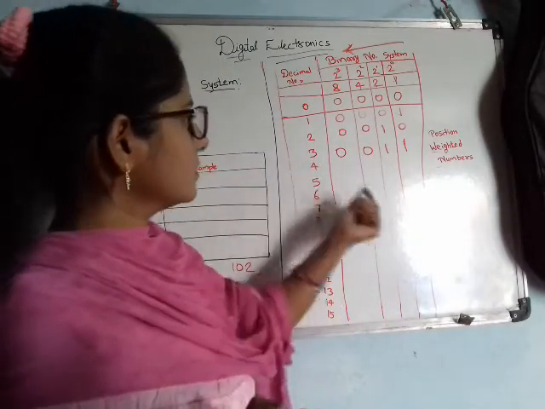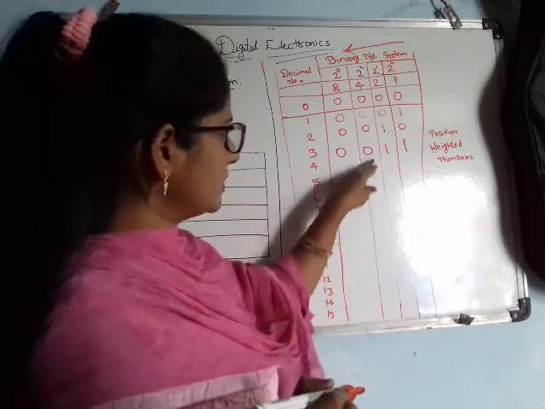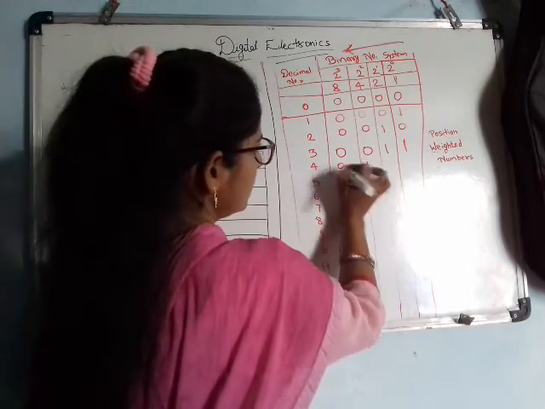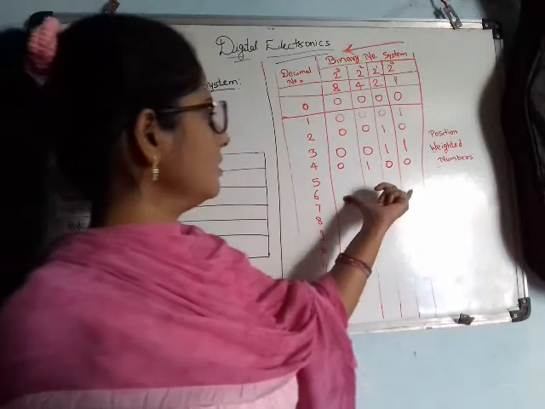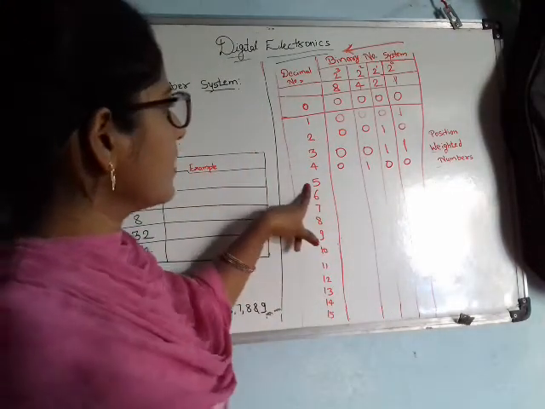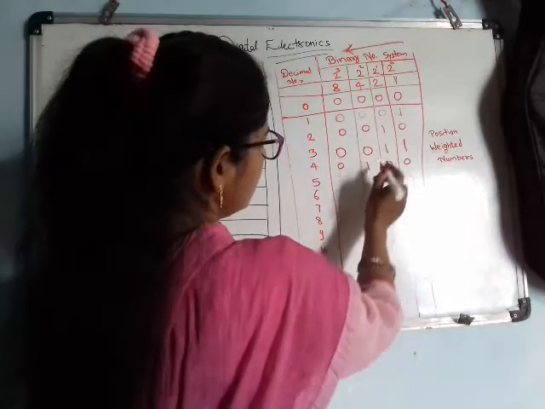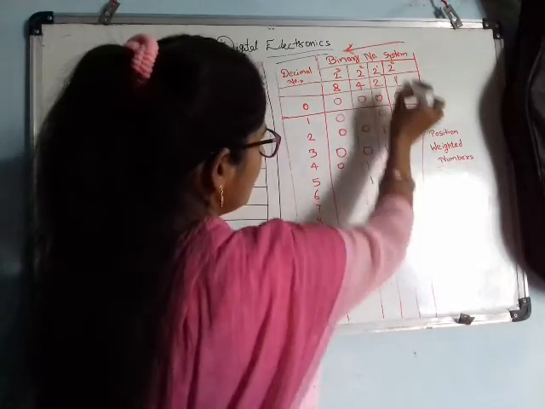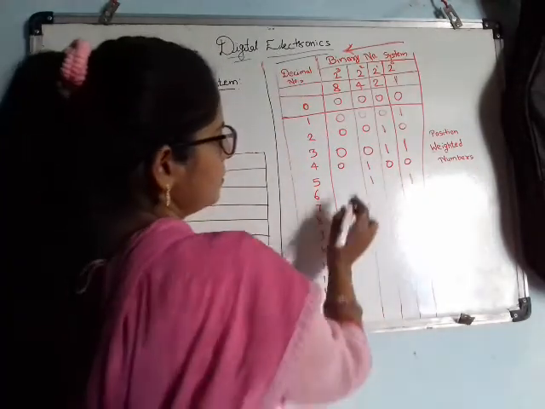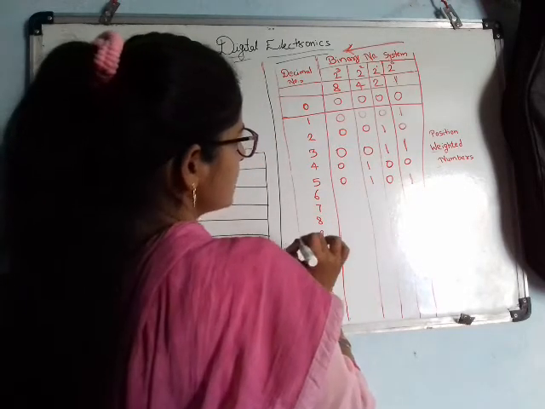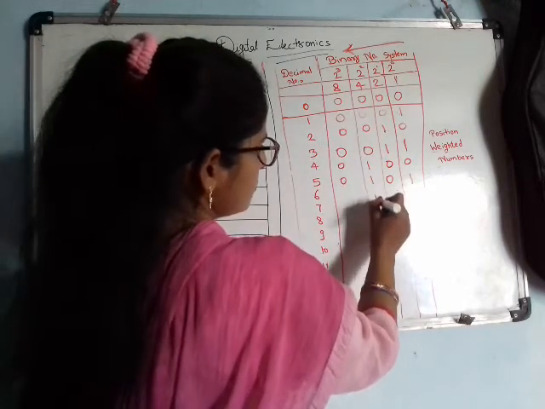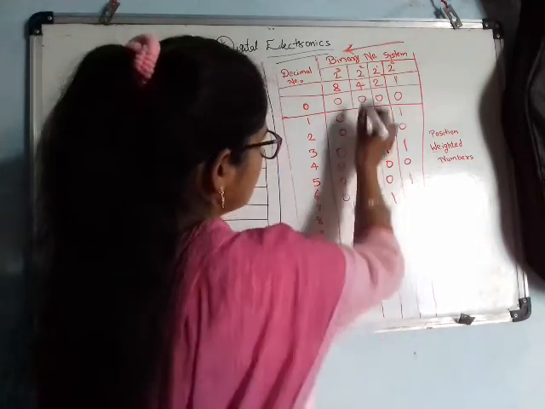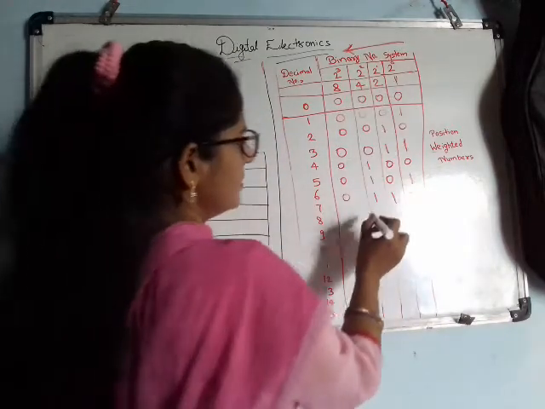For writing 4, the weightage of the third row is 4, so below the 4 write 1, and the remaining become 0. For writing 5, write 1 below the 4 and below the 1, since 4 plus 1 is 5. For 6, it is 4 plus 2, and for 7, it is 4, 2 and 1.